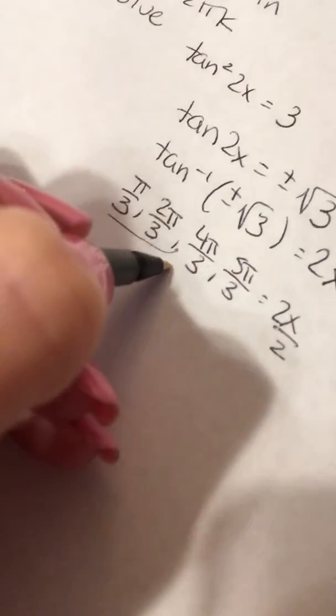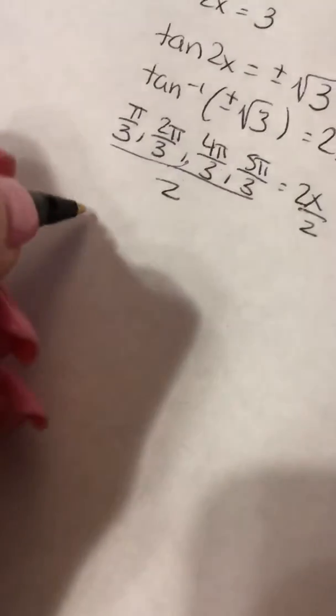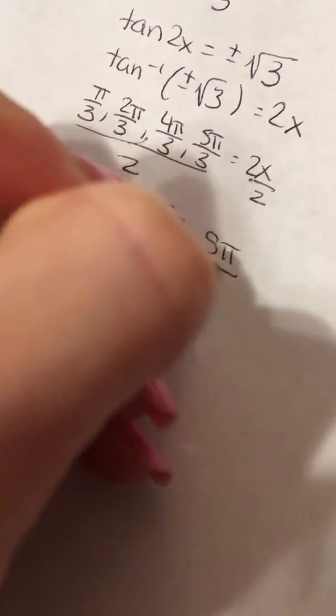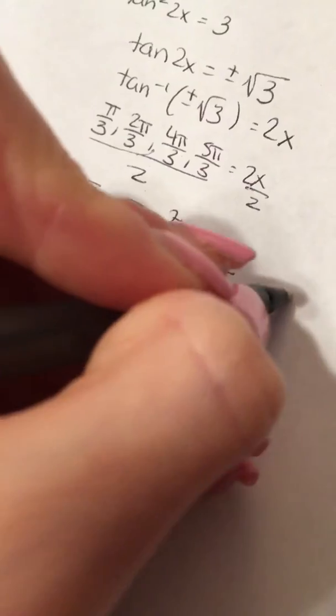Divide everything by 2. Pi over 3 divided by 2 is pi over 6. 2 pi over 3 divided by 2 is 2 pi over 6, or pi over 3. 4 pi over 3 divided by 2 would be 4 pi over 12, which would just be, I'm sorry, 4 pi over 6, my apologies. 4 pi over 6 would be 2 pi over 3. I was thinking for a second, that doesn't make sense. And then 5 pi over 3 divided by 2 would be 5 pi over 6. Okay, those are my x's.